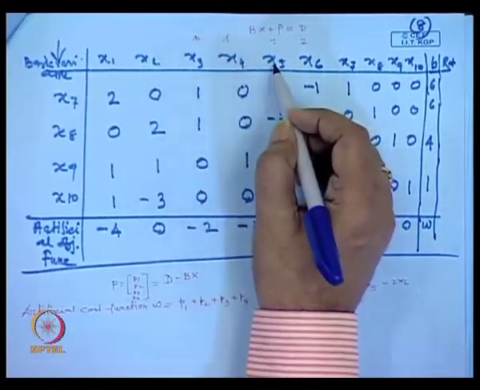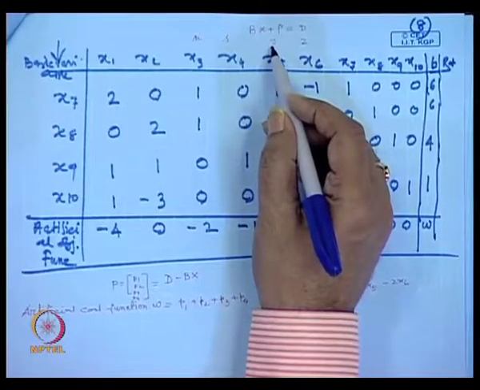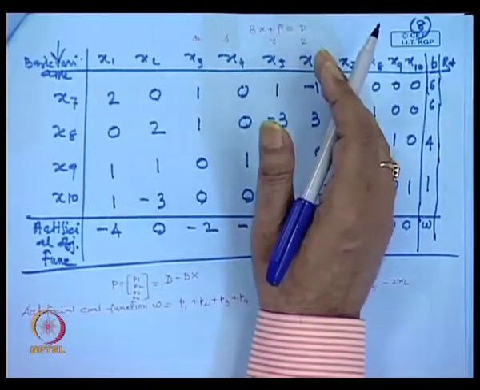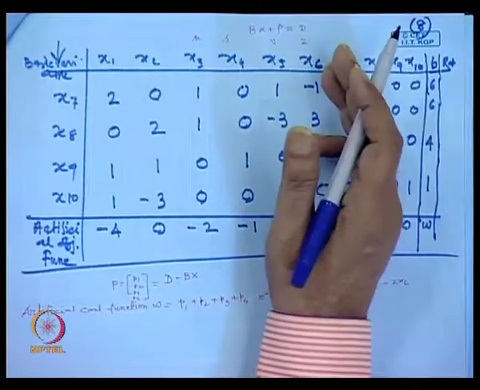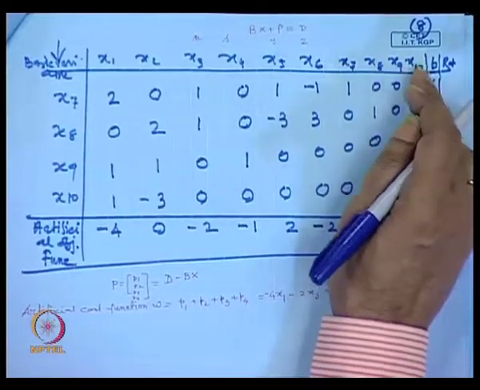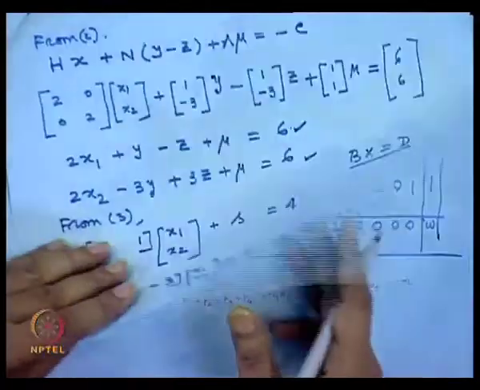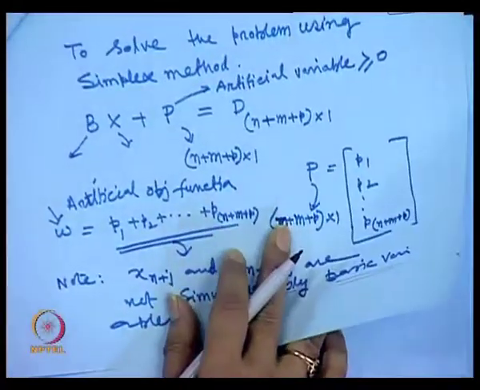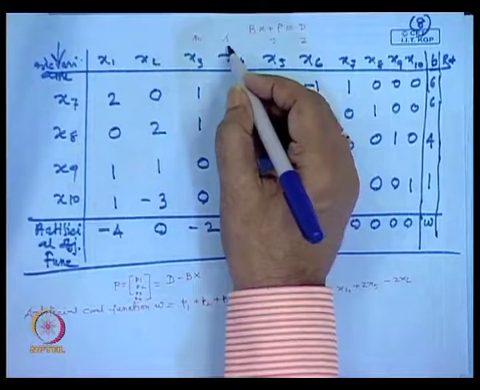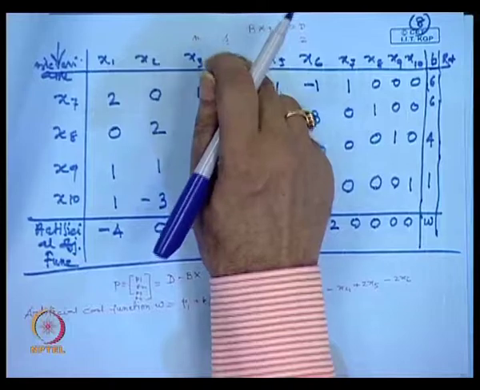Agree? Then x5 corresponds to y, and x6 corresponds to z, and y and z combined form the Lagrange multiplier associated with the equality constraints. The remaining x7, x8, x9, x10 are the artificial variables introduced in the system equation, that is Bx plus p, this one. So, this s is our slack variable, x4.